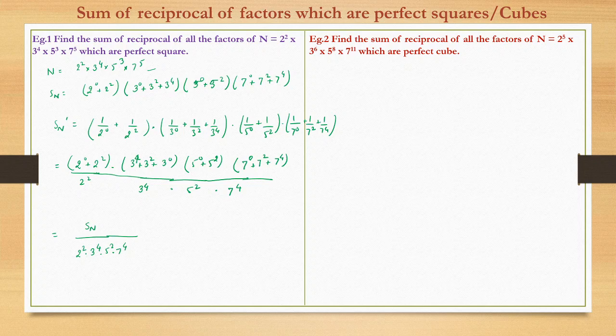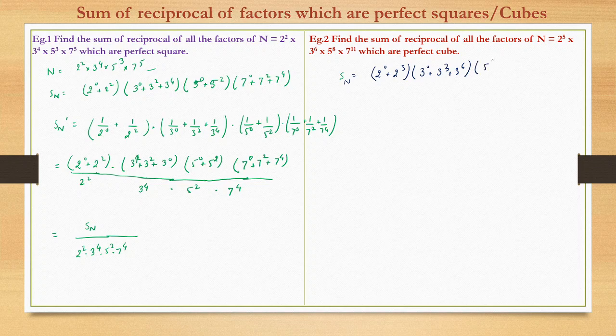Now we will see another example wherein the question asks to find the sum of reciprocal of all factors of n which are perfect cube. So again on similar lines, had the question been to find the sum of all factors which are perfect cube, our approach would have been 2 raised to power 0 plus 2 raised to power 3, into, in case of 3 we could have gone to 3 raised to power 0 plus 3 raised to power 3 plus 3 raised to power 6. We will take only those powers which are multiple of 3.